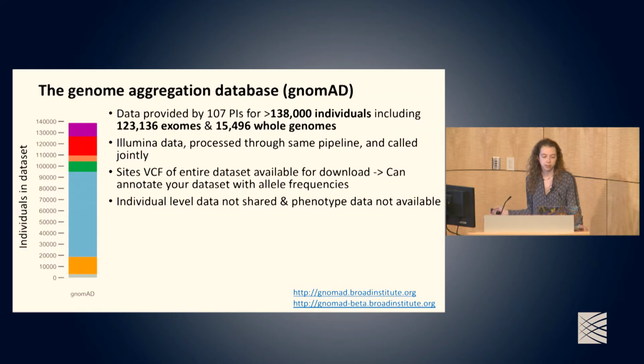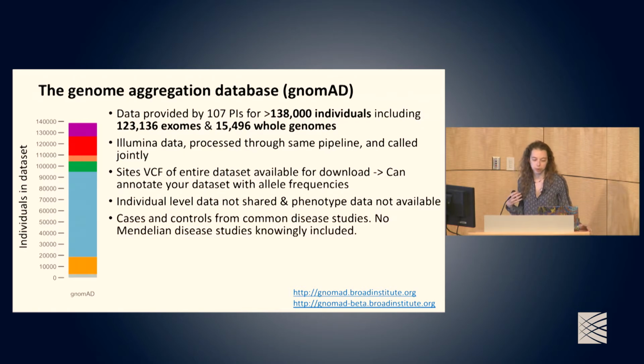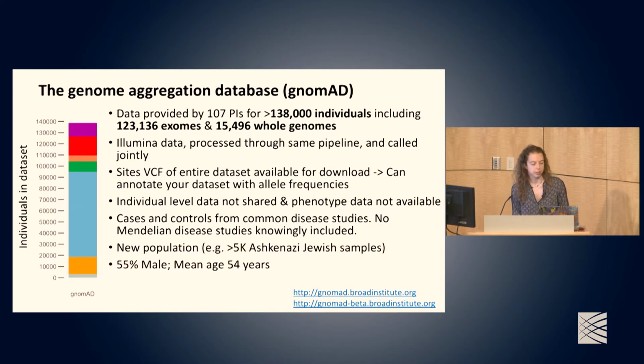We don't have phenotype information for the individuals in the data set. Hopefully, as new studies happen and we build biorepositories, more of this will happen in the future, but this is not what gnomAD was set up to do. We include people who have disease because everyone in the general population eventually has some disease, so there's not a completely healthy population out there. But what we do is we take studies that have cases and controls from common disease studies, and we don't knowingly include anyone from a Mendelian disease cohort, particularly a pediatric onset Mendelian disease cohort.